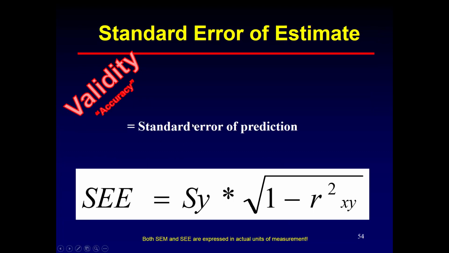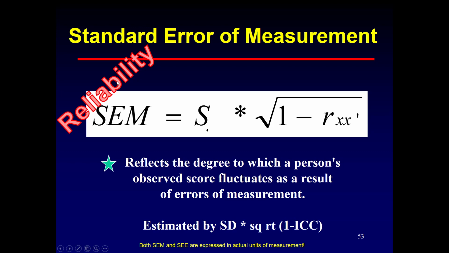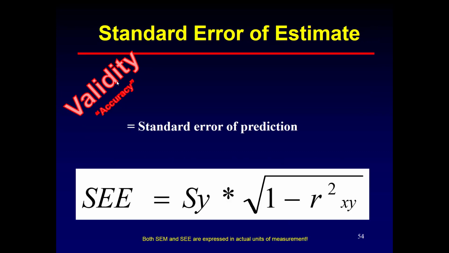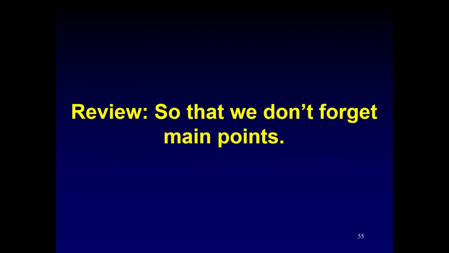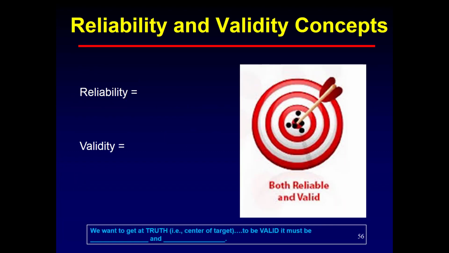That's a little different than something that we did before, which was the standard error of the estimate. And I'm going to remind you that that's a number, the SEE, which is going to tell us about the accuracy or the validity of a test. So the SEM is reliability, the SEE is a validity coefficient. Okay, I hope you know what reliability and validity are.